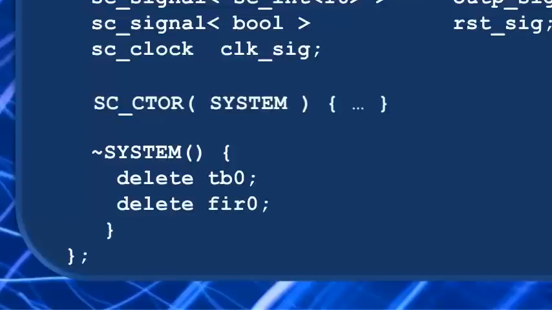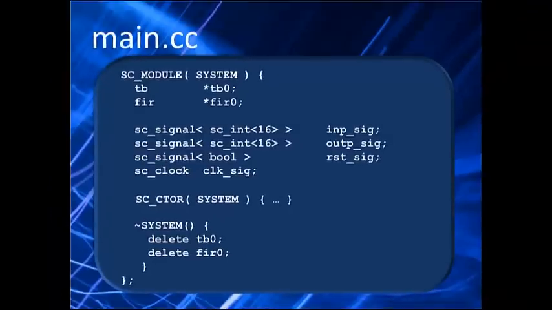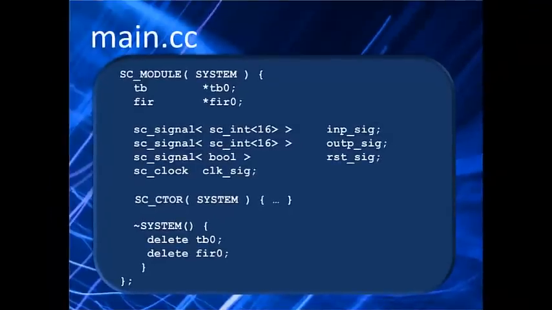Now there's just two other things we need to take care of in the main.cc file. We've created this top-level structural system module, but how and where do we instantiate it? Also, if you've written C or C++ programs before, you know that there's a main function required, which is where the actual execution and command argument handling is done.